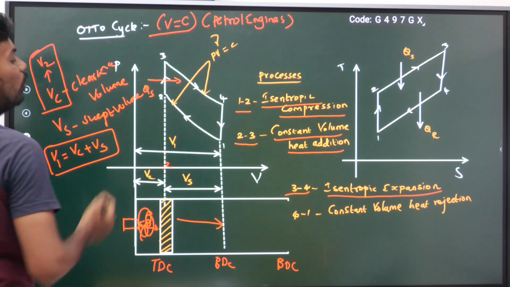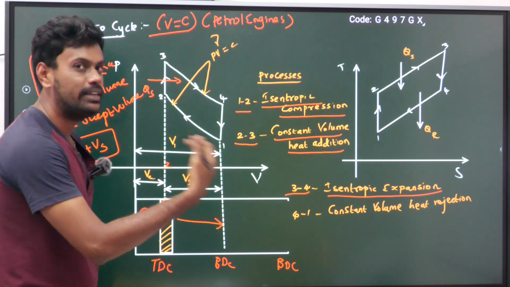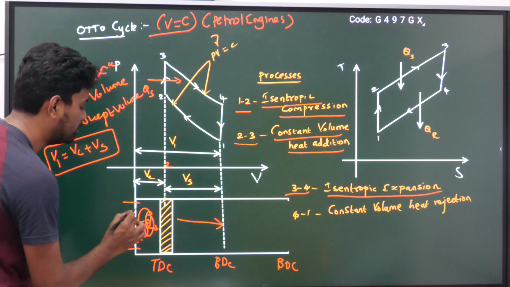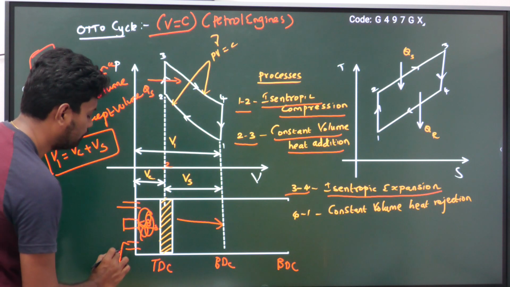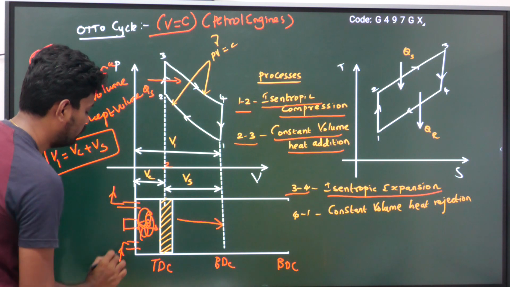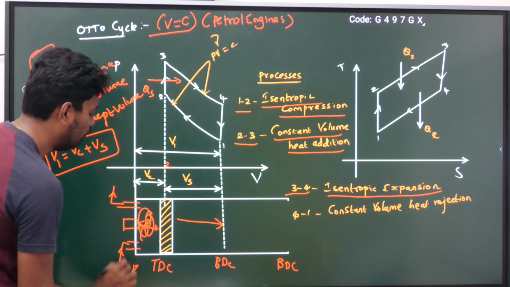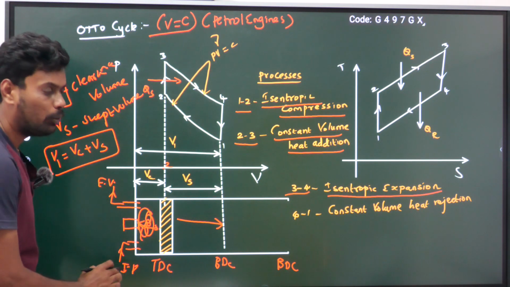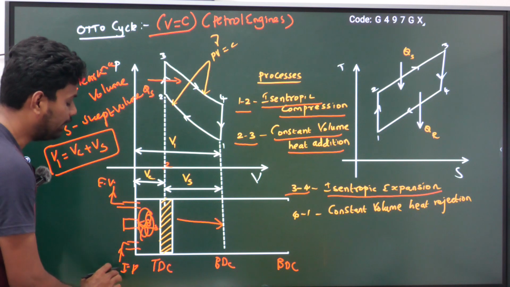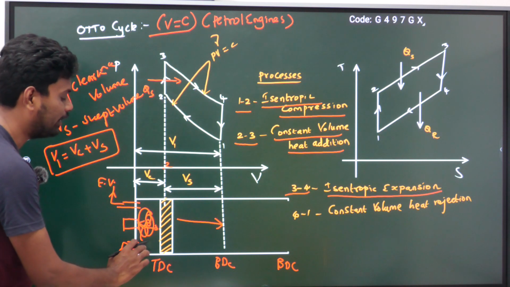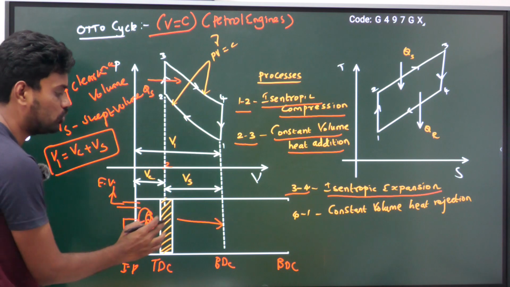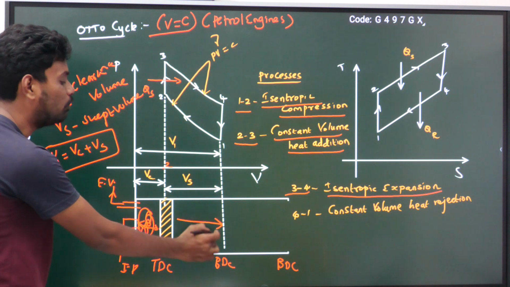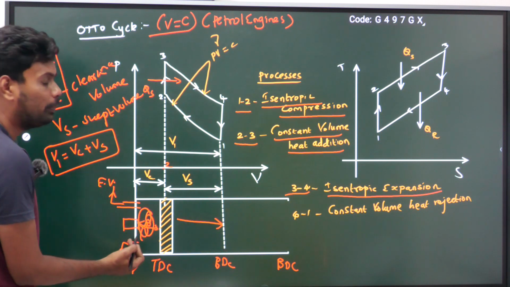Next, 4 to 1. After reaching the piston, there are two ports. This is the inlet port or inlet valve, and this is the exhaust valve of the petrol engine. During the suction stroke, the air and fuel mixture will enter through this inlet valve into the engine cylinder. Then after completion of the power stroke, the piston will be at the bottom dead center. Then again the piston will start moving from bottom dead center to top dead center.